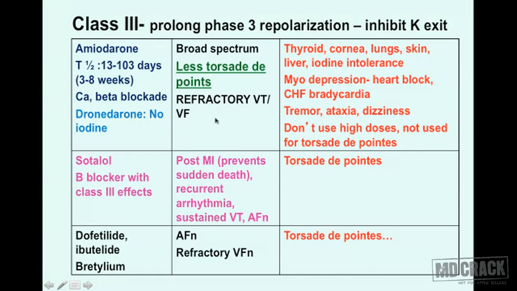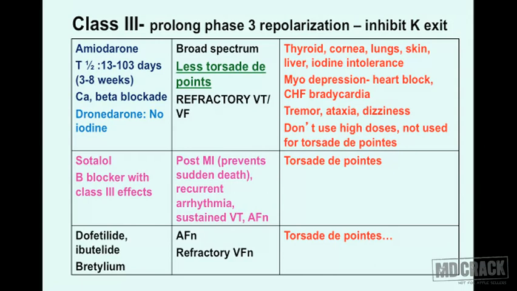Dronedarone is another agent related to amiodarone, and there is no iodine in dronedarone. Obviously, amiodarone contains iodine. Always pronounce it like this, amiodarone, it is going to help you to remember the iodine.